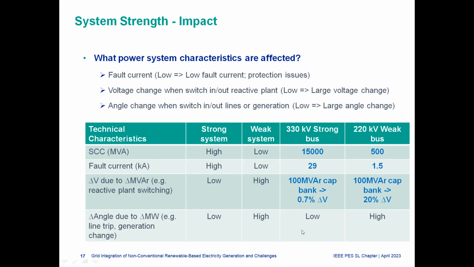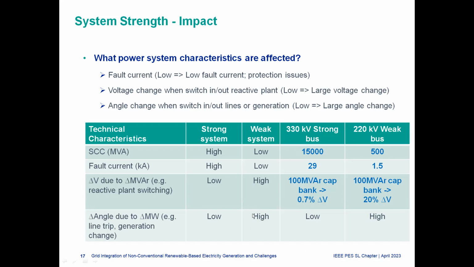Voltage change: if you switch in a 100 megawatt capacitor at the strong point, there is only a 0.7% voltage increase. But if you switch in a similar size capacitor at this weak node, you will have a 20% voltage change. That means you can't have such a large capacitor at this location. As you might have seen, when you move away from the strong or generating stations, we reduce the size of the capacitors, because we can't switch in a large capacitor at a very weak point.